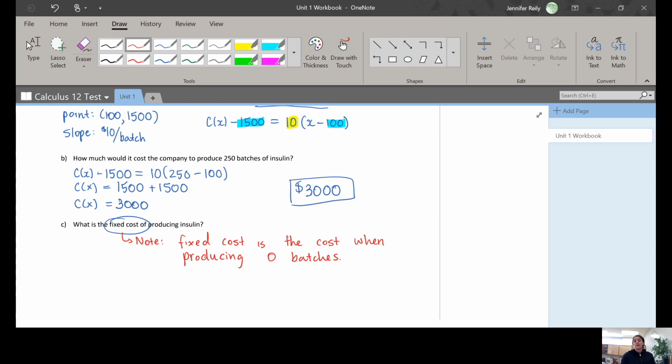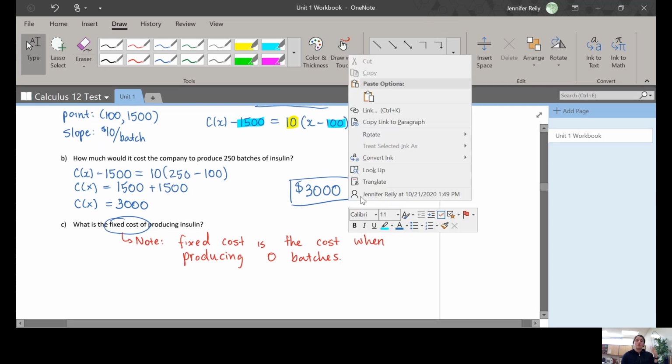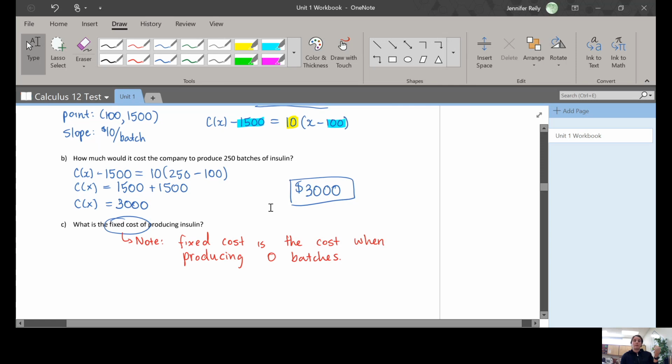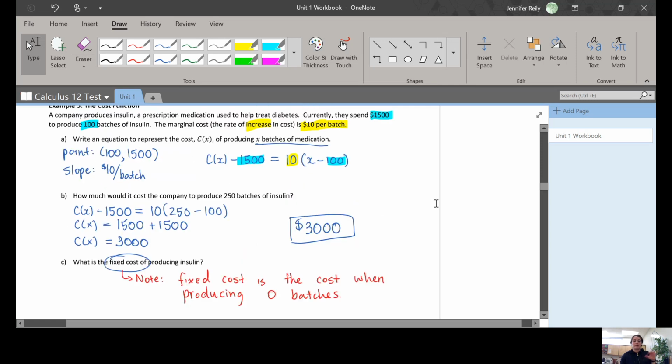because you're going to have some storage costs or maybe some costs for employees or costs for materials or equipment. So even if you're producing nothing, there's still some costs associated with your business unless you completely shut down. So it's the cost when X equals 0 and the amount of batches is nothing. So when you're producing 0 insulin.